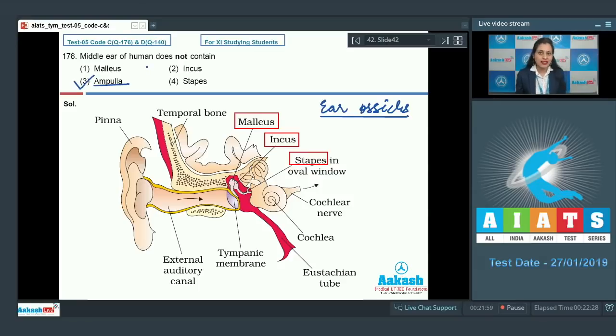Ampulla is a part of inner ear. These are the structures which are present at the end of semicircular canals. Whereas the other 3 options, malleus, incus and stapes, are the incorrect options because these are the bones which are present in middle ear. And the odd one is ampulla. So the correct answer to this question is option number 3. Let's discuss our next question.